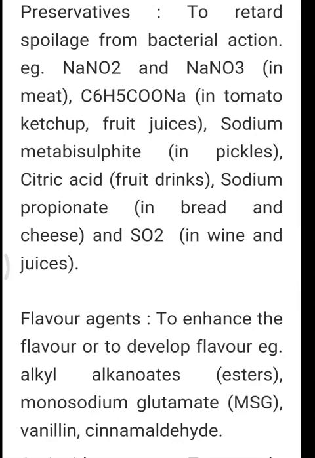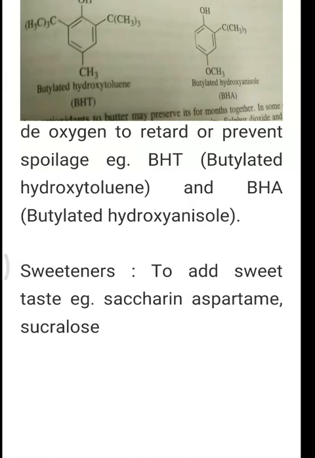After this, let us now come to antioxidants. Simply, the substances which prevent the oxidation of the food, which means they prevent the food from spoilage, are called antioxidants. The common antioxidants are BHA and BHT. What is BHA? Butylated hydroxyanisole. And what is BHT? Butylated hydroxytoluene. These are very good antioxidants.